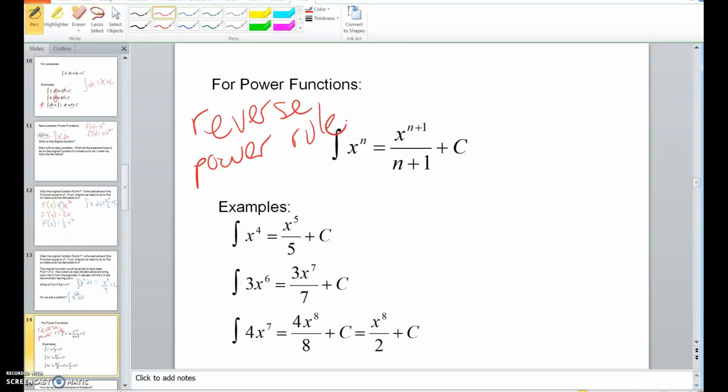When we were using the power rule to take a derivative, we brought the exponent down and decreased it by 1. When we go in reverse, we're going to increase the exponent by 1 and then divide by that exponent. Add 1 to the exponent, and then divide by that new exponent.